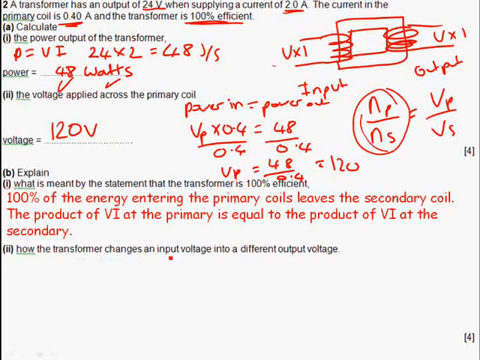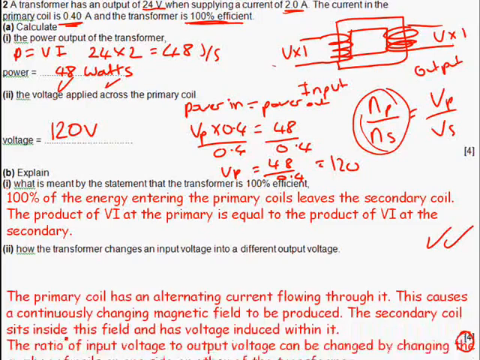Explain how the transformer changes an input voltage into an output voltage. Okay, this whole question here is worth 4 marks. That would probably be 2 marks for this one and 2 marks for this one. So in this question you probably don't need to write quite as much as I have.